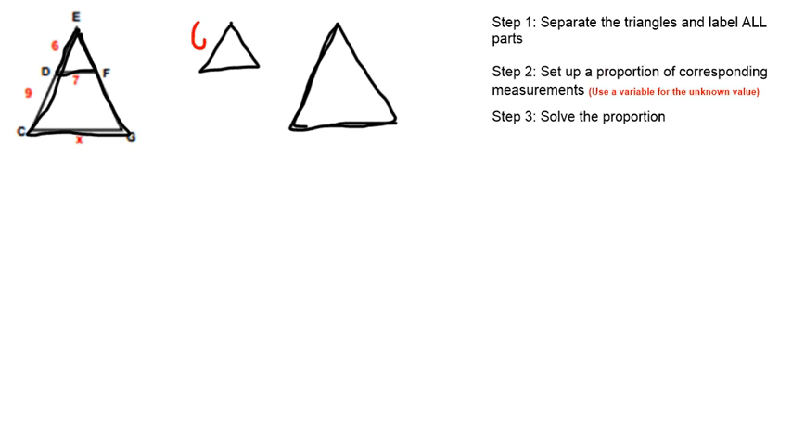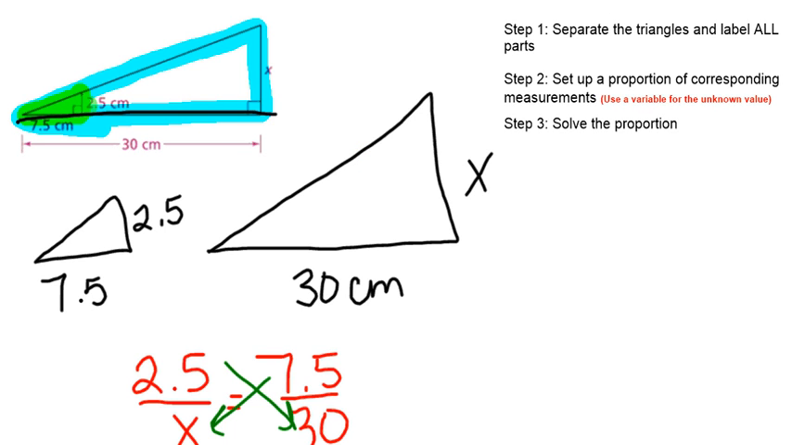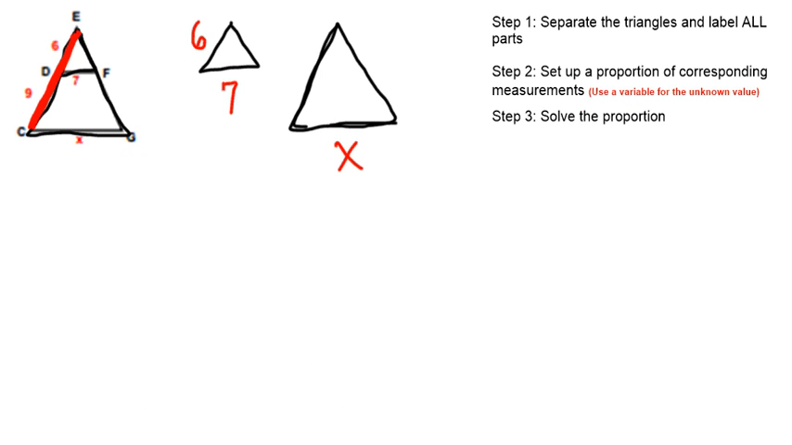All right, so I'm going to label my parts. ED is 6, and then DF is 7. I know that my CG is x. I don't know what that is. But the question now becomes, what is this whole side? They didn't give you the whole measurement like they did in our last example. We kind of have to figure it out, and all we have to do is add. So 6 plus 9, that equals 15. So now I have my two triangles with all the parts, and I can start setting up my proportions.